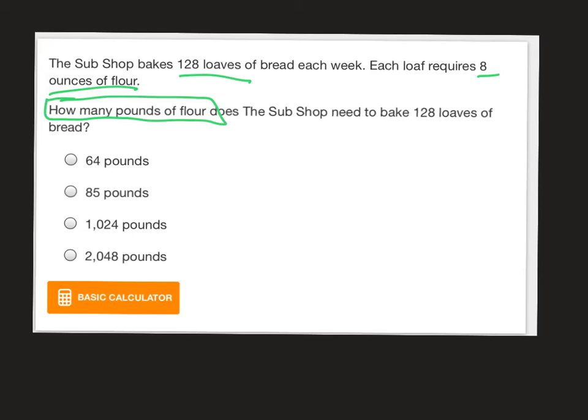So first thing we need to figure out is with the 128 loaves, and we know they require 8 ounces of flour for each one, we're going to multiply that for our first step. Not our last step, but just our first step. So 8 times 8 will give me 64. 8 times 2 is 16, plus 6 is 22. 8 times 1 is 8, plus 2 is 10. So it's 1,024, but it's ounces. Remember, we were multiplying 128 loaves times 8 ounces. We have not converted this to pounds yet.